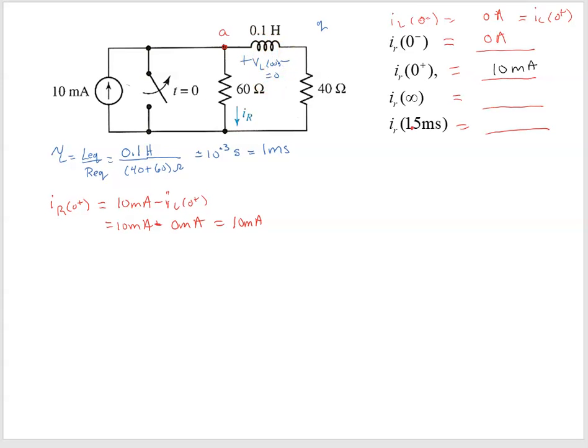It looks like a short circuit because VL is L di dt. Nothing's changing with time any longer. So as t approaches infinity here, how are we going to find this current through the resistor? Well, the current through the resistor is just going to be equal to this VR. We'll call it VR1.